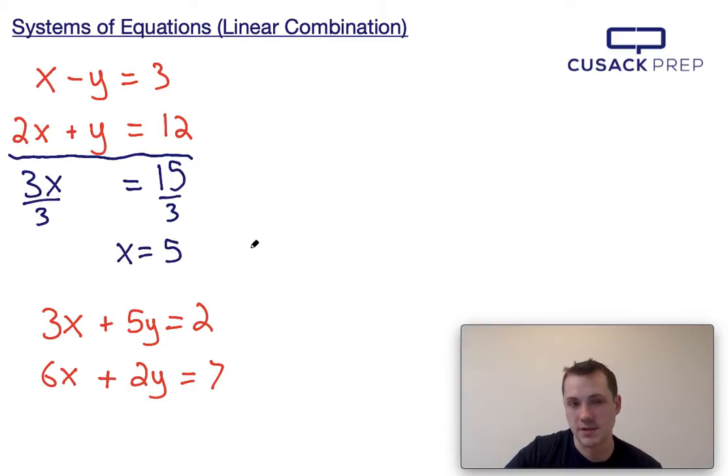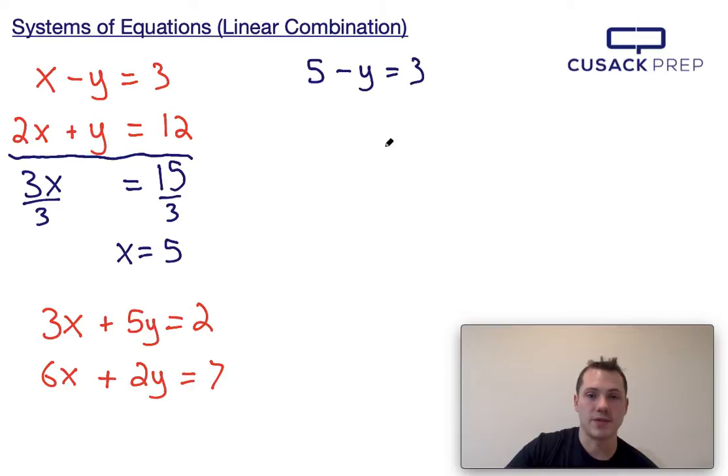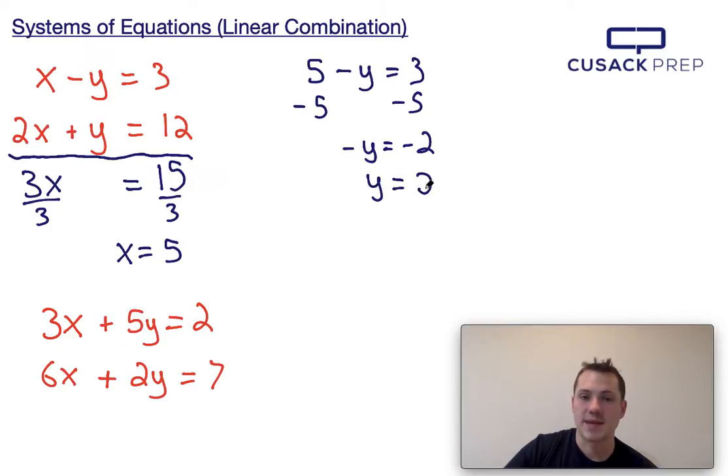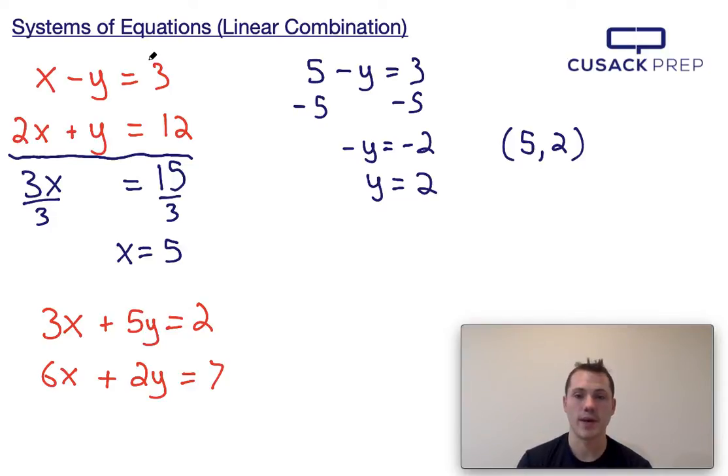Once we know x is equal to 5, we can plug it back into either equation and use it to solve for y. So if I plug 5 into the first equation, I get 5 minus y is equal to 3. Subtracting 5 from both sides, I come up with negative y is equal to negative 2. Dividing both sides by negative 1, I find y is equal to 2. So that means that the point (5, 2) is my solution to the system of equations.